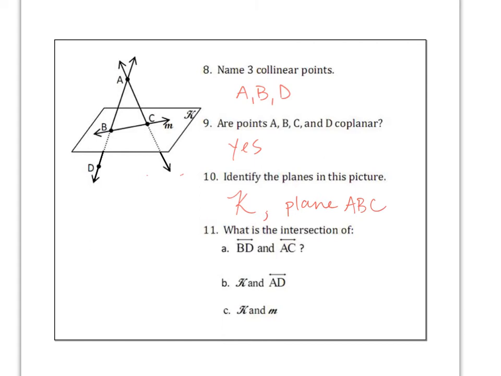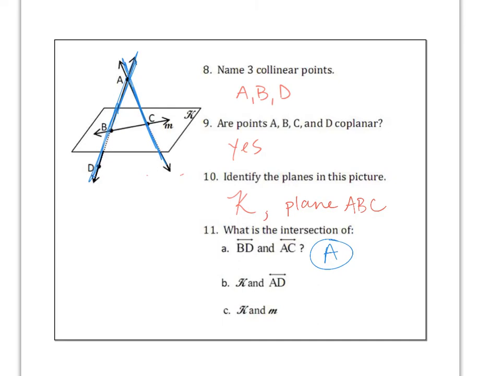Cool, so let's find line BD is right here, and line AC is right here. Now remember, lines go on forever. So if I extend these, where do they intersect? Where do they cross? Well, they cross at A, point A.